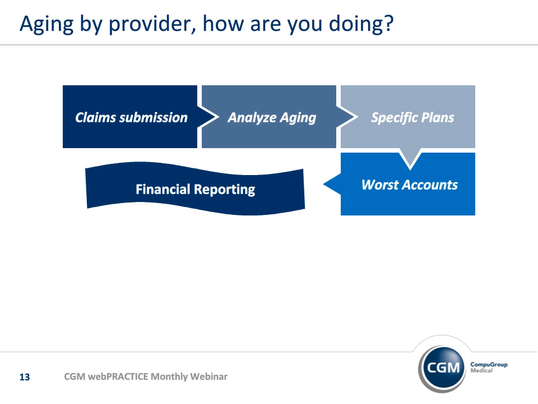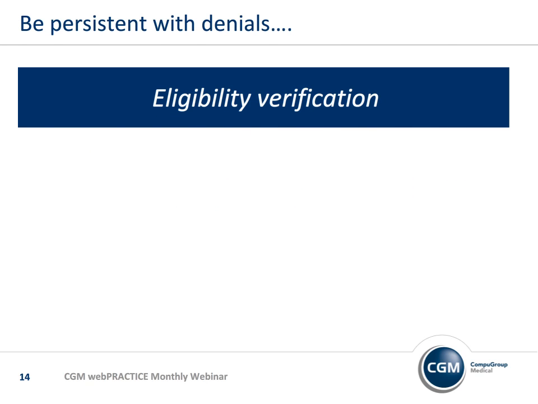Identify the worst accounts with the highest and oldest outstanding balances. Check the aging detail by individual patient to identify problem accounts. Start with the highest balance, then those with the oldest balances. Focus on the older balances first due to timely filing limits. Get those claims submitted.